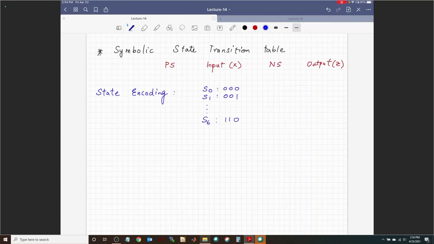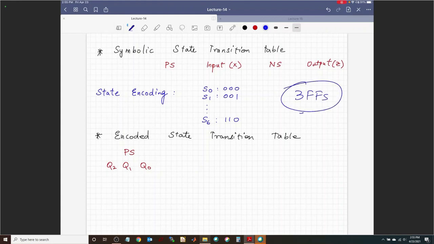So if you do the state encoding, then you can do the encoded state transition table. Now, when you are writing up the state encoded state transition table, your columns are going to slightly change. Instead of present state being one column, now your present state is going to have Q2, Q1, Q0, the current outputs of the 3 flip-flops. And obviously we need 3 flip-flops because we have 7 states.